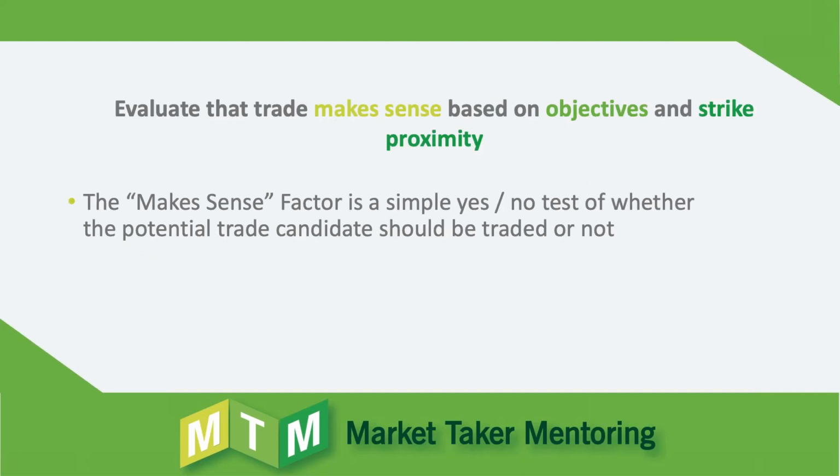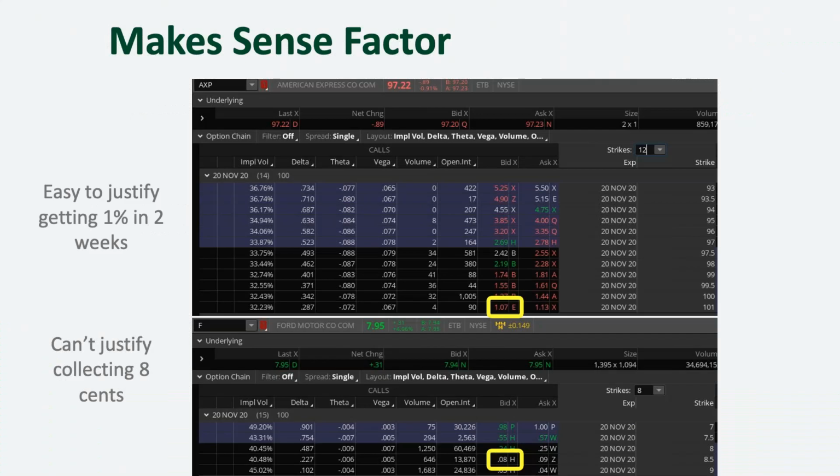Then we evaluate that the trade makes sense based on objectives and strike proximity. The makes sense factor is a simple yes-no test of whether the potential trade candidate should even be traded or not. Here are 2 examples. The top one is the one you saw earlier. And look, getting paid $107 on a $9,722 investment, or a little over 1% over a 2-week period, like that makes sense. There's no rational person who would tell you otherwise. But look at the bottom one. A trader would collect $8 of cash. That's just too small an amount. And again, you want to do this to tap into the consistent cash flow in your portfolio. You want to make life easy on yourself.